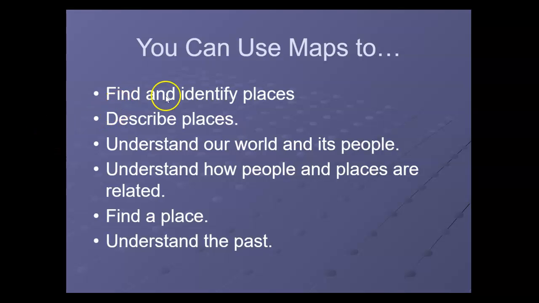First, they can be used to find and identify different places. They can also be used to describe places. What is a place like? What kind of physical features might it have? It can help us understand our world and its people, so it might be a map on religions or languages. It could also help us understand how people and places are related. We already said find a place, so I'm going to skip that one. But it can also help us understand the past, and we'll see an example of that in a minute.